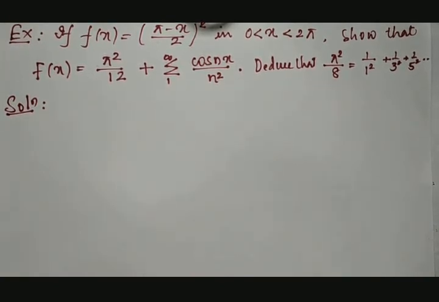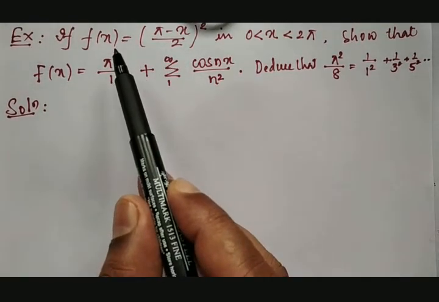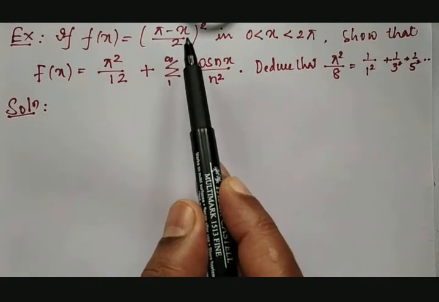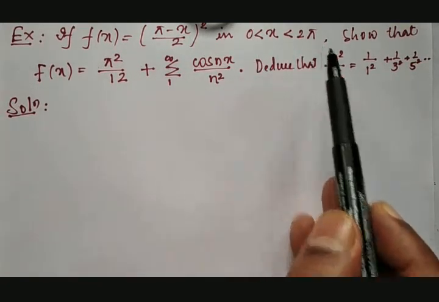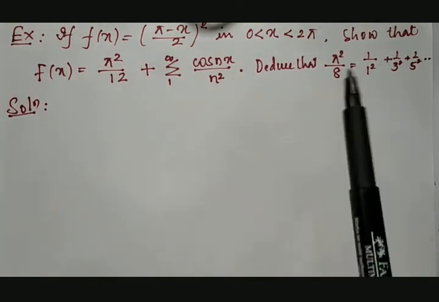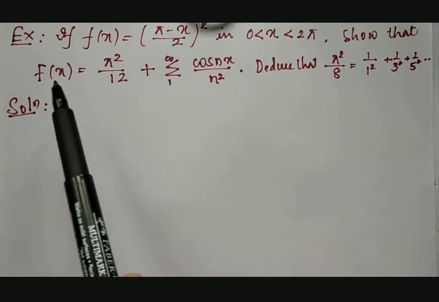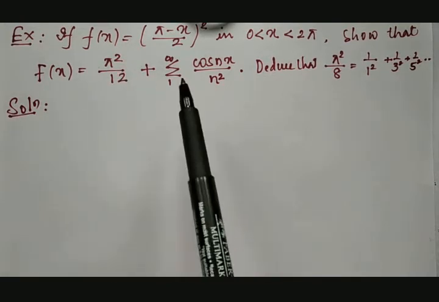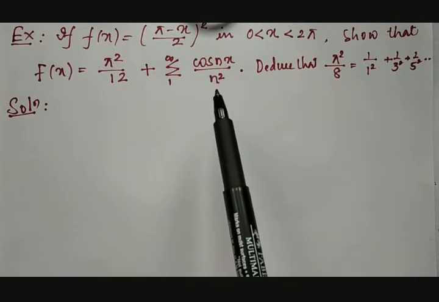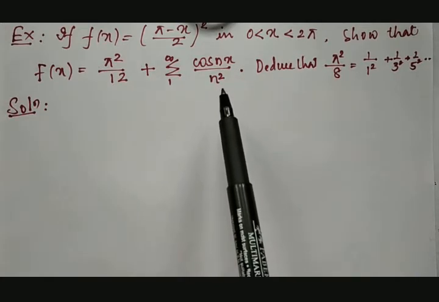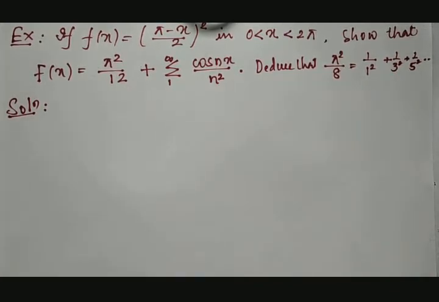In this session, we are going to discuss how to obtain the Fourier series of the given function f of x is equal to (pi minus x divided by 2) the whole square between the range 0 to 2 pi. And that Fourier series has to be like this only. We have to prove that f of x is equal to pi square by 12 plus summation from n equal to 1 to infinity of cos nx divided by n square. So it should be like this only, and hence we are going to deduce the required series.